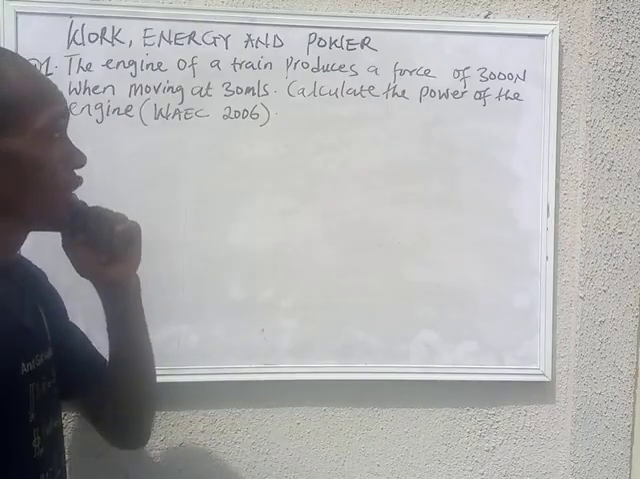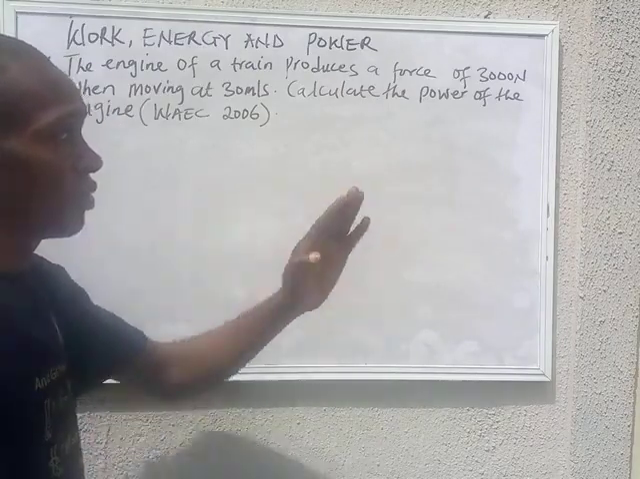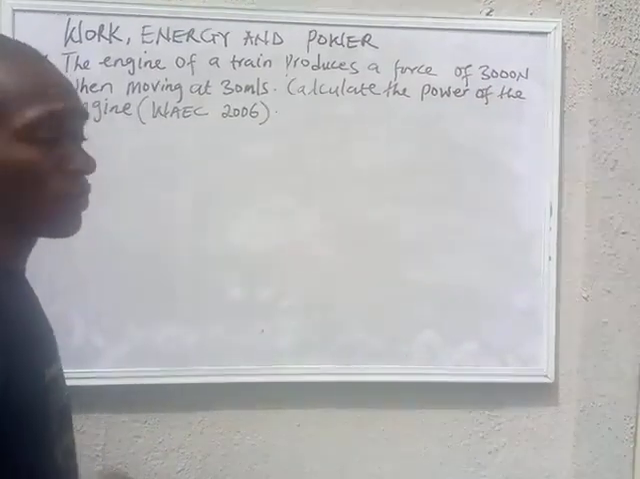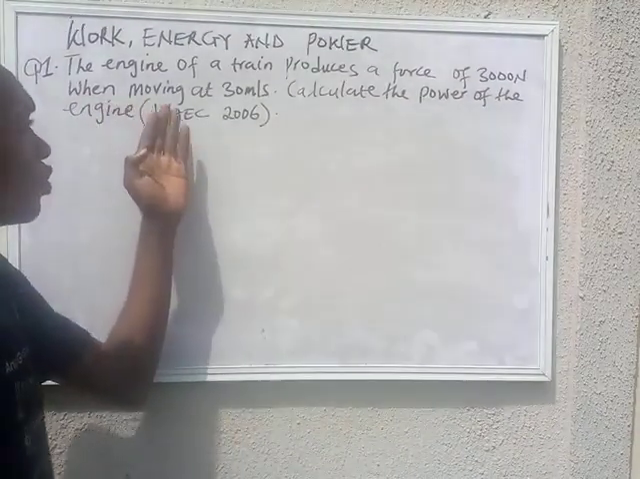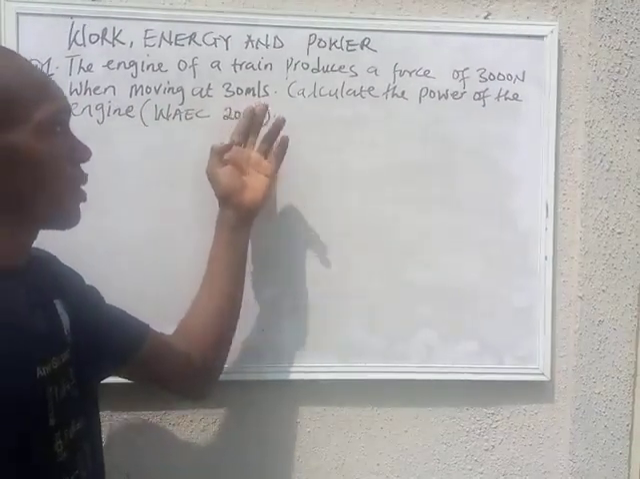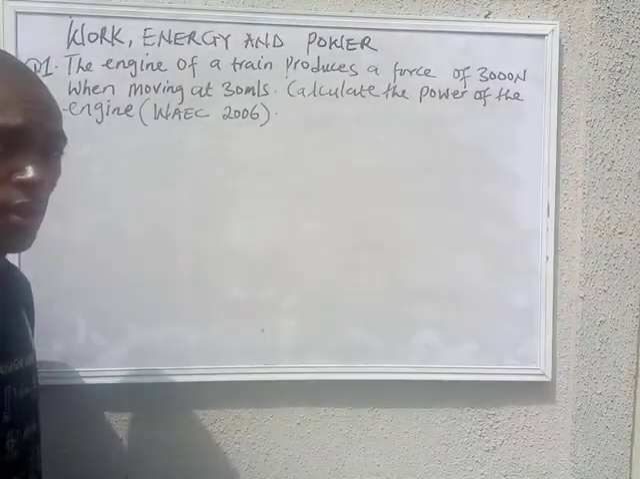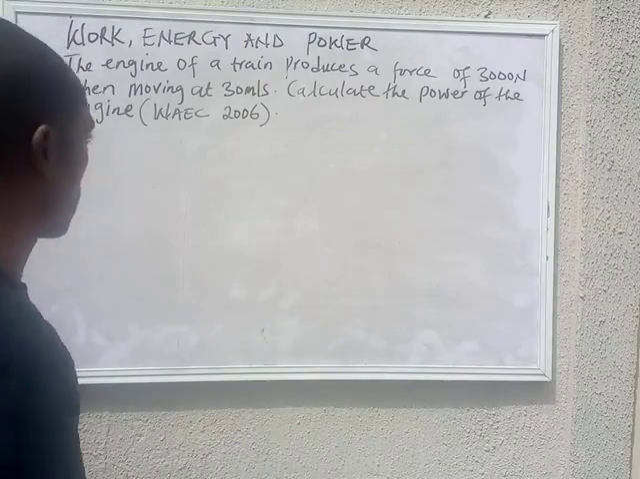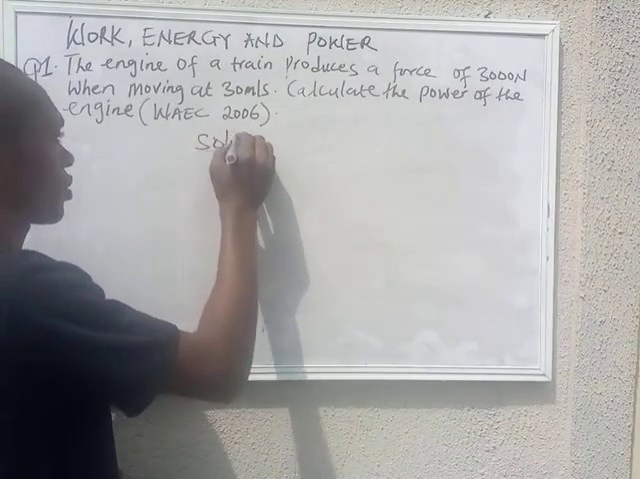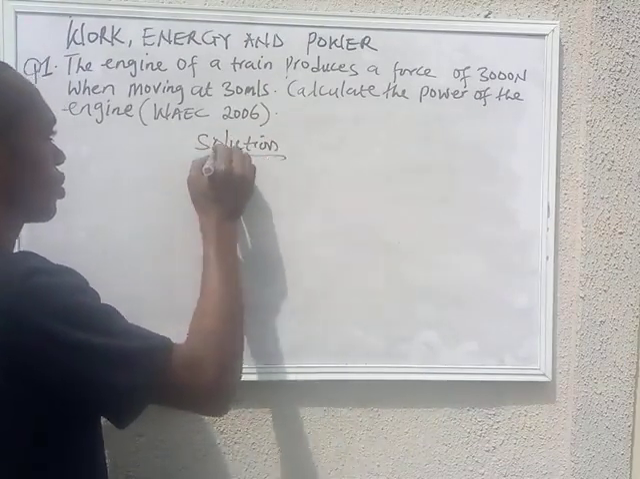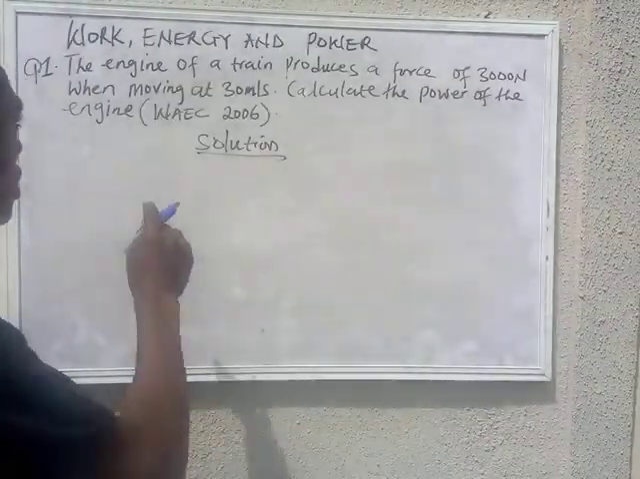The engine of a train produces a force of 3000 Newton when moving at 30 meters per second. Calculate the power of the engine. This is WAEC 2006. Let's solve the question.